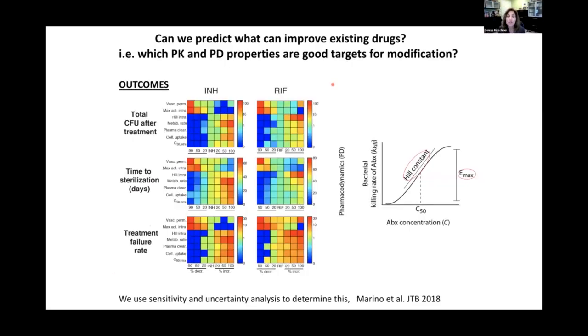The other thing that we can do is apply sensitivity and uncertainty analysis, where we can actually vary the properties of the drugs and see, can we do even better with the drugs that we have? So if we take an existing drug like isoniazid and we vary the metabolism rate or the plasma clearance rate or the cellular uptake just by a little bit, 20%, 50%, or even 90%, can we improve the sterilization, time to sterilization, and the treatment failures? And so we're able to do that. And this allows us to use modeling to really figure out ways to just slightly improve over what we already have.